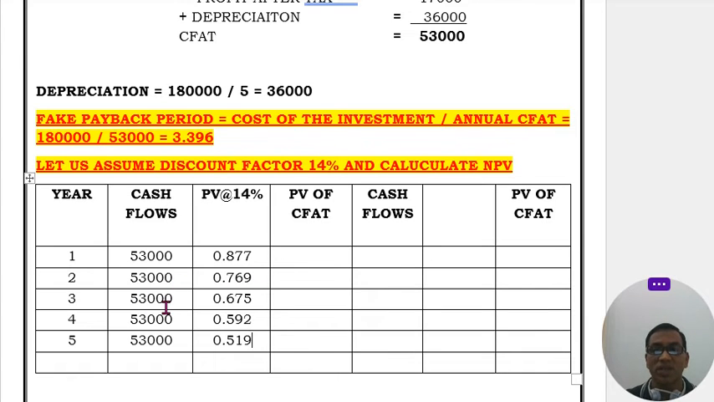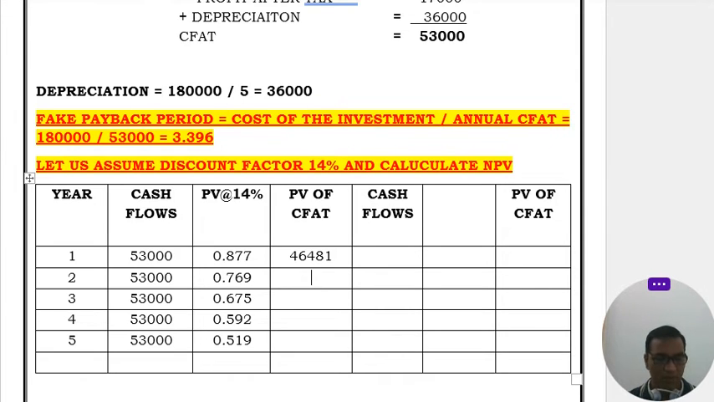Again I am repeating, my dear. When the cash flows are uniform, instead of multiplying 5 times with the same table value each time, you can directly take the cumulative value. But to make you understand easily, I am doing the 5 times calculation. That is the only reason. Otherwise, there is no need; directly you can take the annual cumulative table, because cash flows are uniform every year.